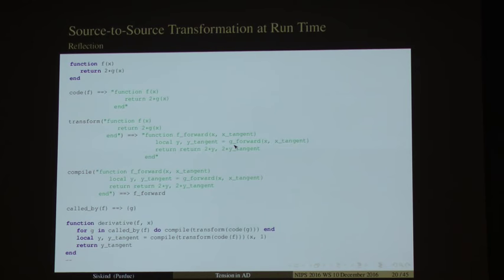You implement derivative by looping over all the things that are called by the function, accessing their code, transforming them, and compiling them. Then you take the code that you want to call, access it, transform it, compile it, and call it on the dual number, get back the tangent, and return the tangent. That's all very nice because it gives us the API of derivative, like autograd, and gives us the benefit of a source-to-source transformation system like Tapenade or Fortran.